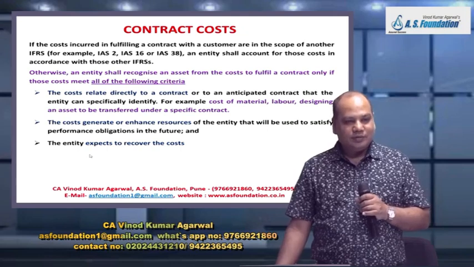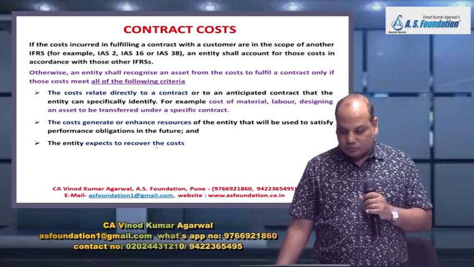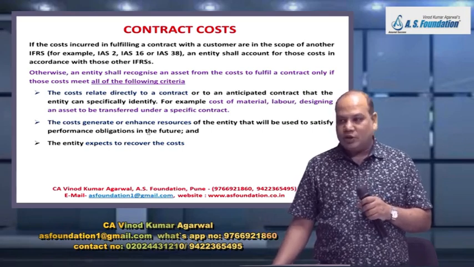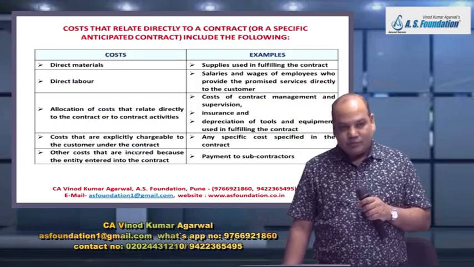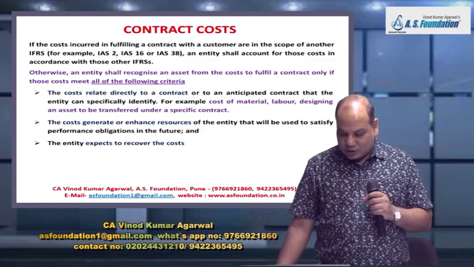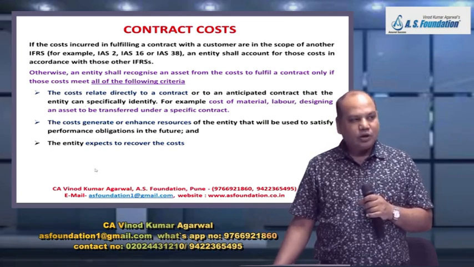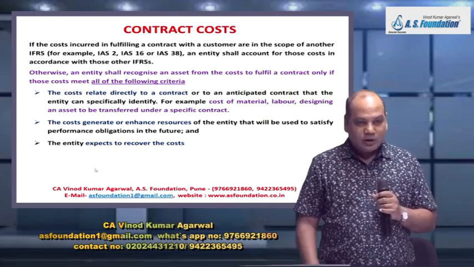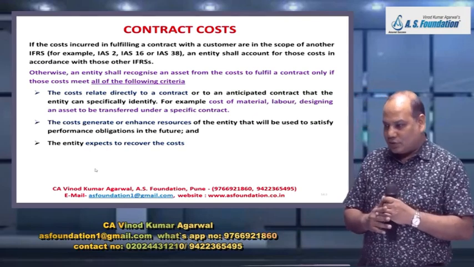And the third one, the cost should be recovered. Okay, direct cost should result in creation or enhancement of resources like an asset, and third is the cost should be recovered from the customer. If these conditions are satisfied, I am going to first debit them under a head called contract cost or contract asset, and then we will apply stage of completion for recognition of this cost.